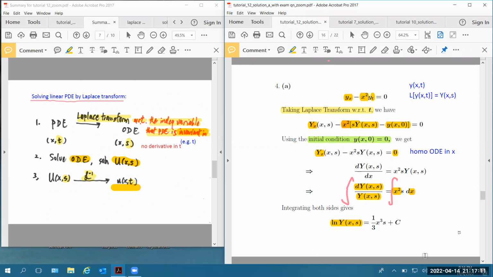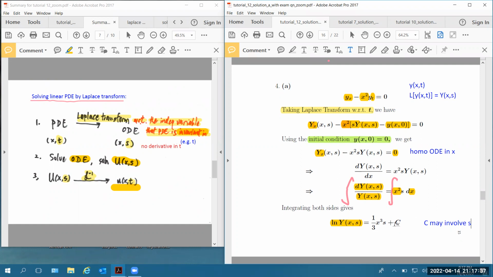Any questions here? Your c is a constant. Although we say c is a constant, it may involve s. So maybe I write here: your c is a constant, c may involve s.